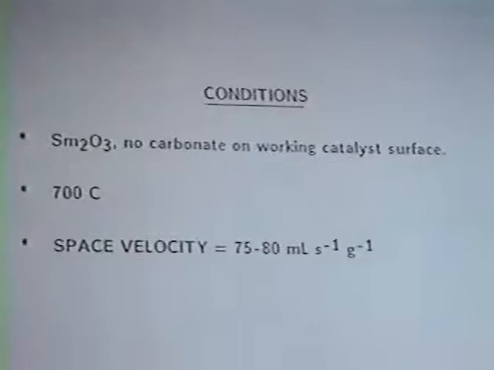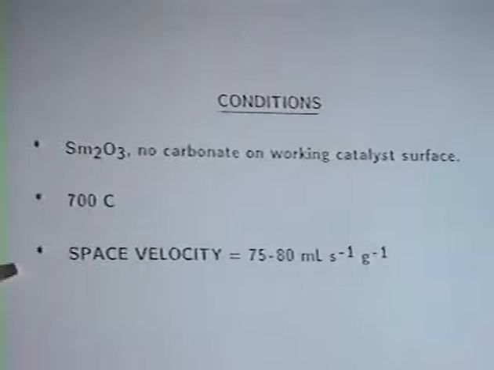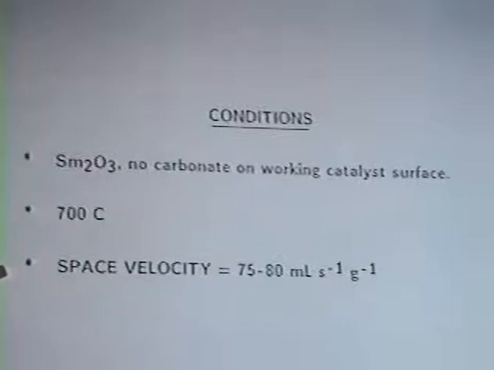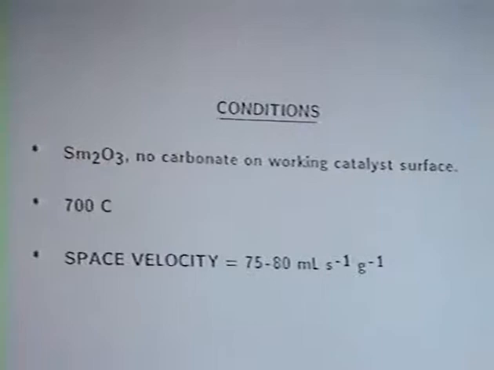Now, I tell you, there's a major disadvantage to this: if you do these kind of experiments, it'll make you very poor, and the supplier of the labeled material very rich in a very short time. It's very expensive. The conditions of the experiments that I'm going to tell you about today involve samarium oxide catalysts, temperatures of about 700 degrees centigrade, and very high space velocities of about 80 ml per second per gram of catalyst, which translates into a normal space velocity of about 500,000. And we do that to eliminate all possibilities of homogeneous gas phase reactions.